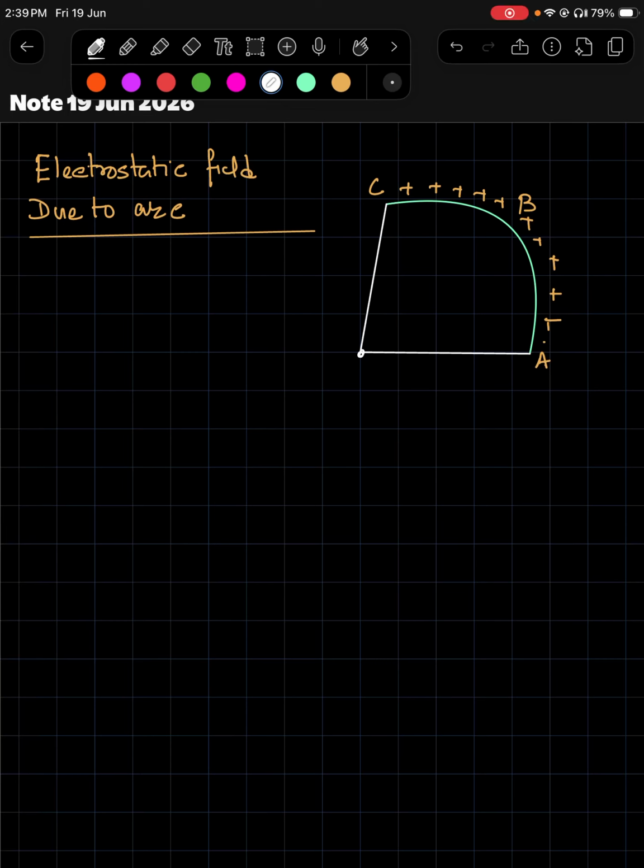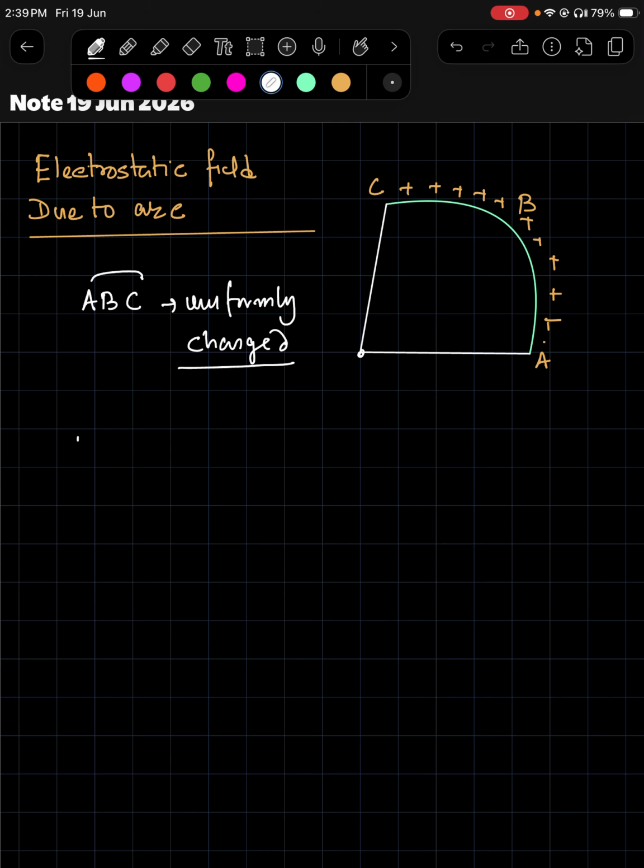Hello students, today we are going to find the electrostatic field due to a uniformly charged arc. The uniformly charged arc is shown in the figure, given by ABC. So what is the meaning of the statement of a uniformly charged arc?